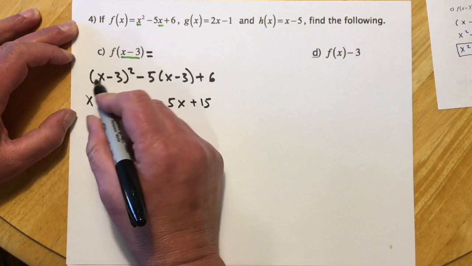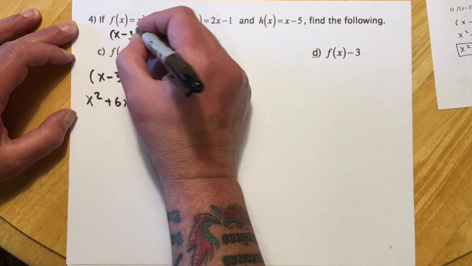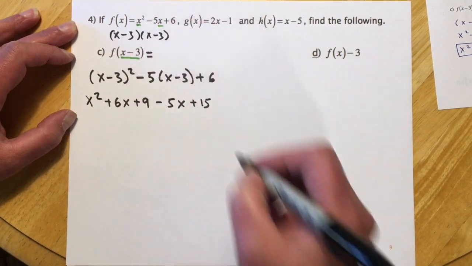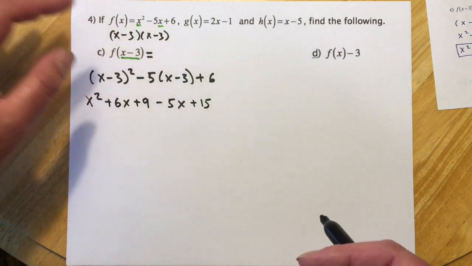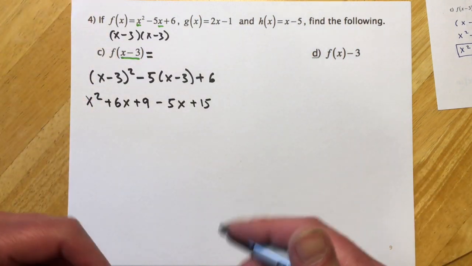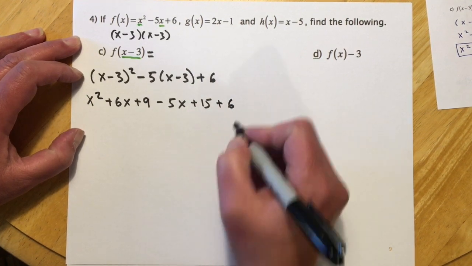I should say, if you don't like special products, you can also write this out, x minus 3, x minus 3. If you have to take any algebra classes after this one, though, I'd encourage you to just learn special products because they're very handy. And then plus 6 here on the end.